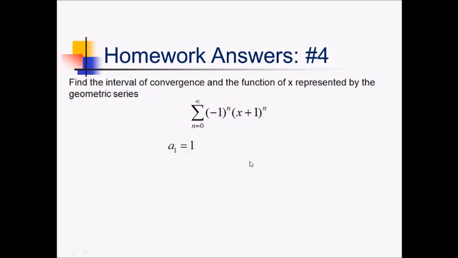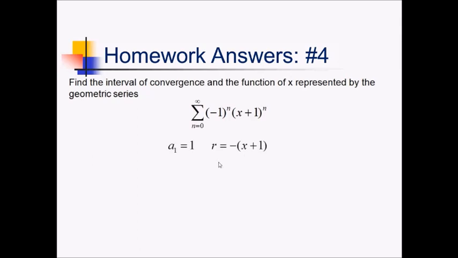For the common ratio, the r value, that's whatever we're multiplying by itself over and over again. So since we have -1 and x plus 1 both raised to the n, that means that negative parentheses x plus 1, this whole thing here, is our common ratio. This is what we're multiplying by over and over again.